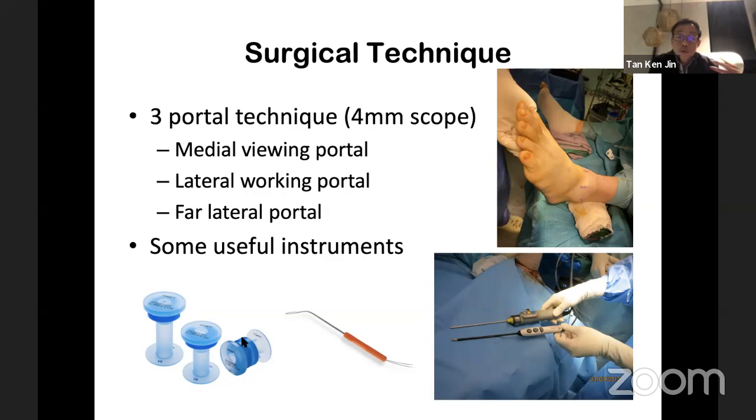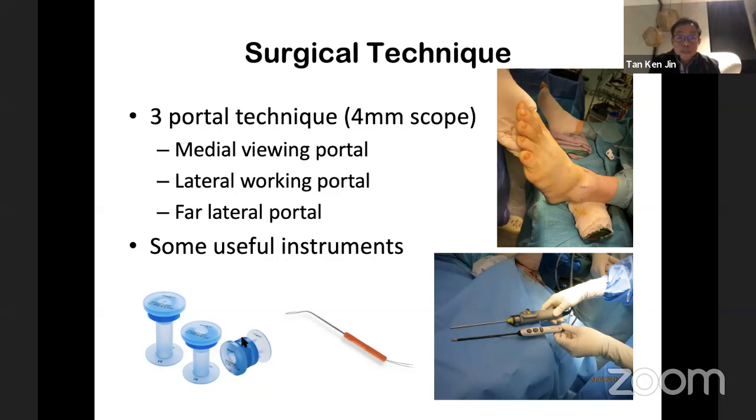So surgical technique, not hugely different. In terms of portals, there's a medial viewing portal, a lateral working portal, the usual portals that you use for ankle arthroscopy. But there's a far lateral portal, as you see in the picture there. It's just over the anterior edge of the lateral malleolus. A radio frequency wand would be useful if you have it. An optional item, which I also use, is a suture passport for suture management. And you need a small micro suture lasso.